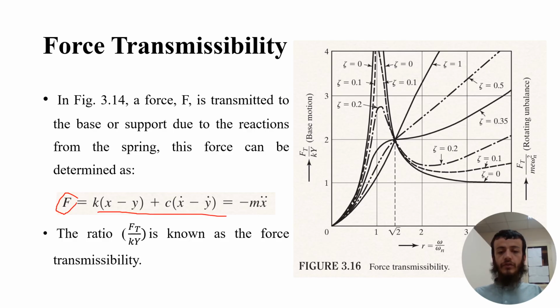Just equate this: the damper constant and the spring constant times the total displacement equal mass times acceleration. That is the force. The ratio F_t over kY: we have the value of kY, we find the value of y and put it in. What we have is the value of k.